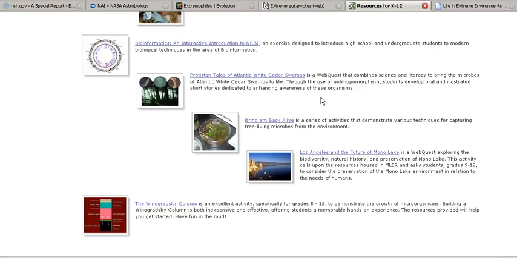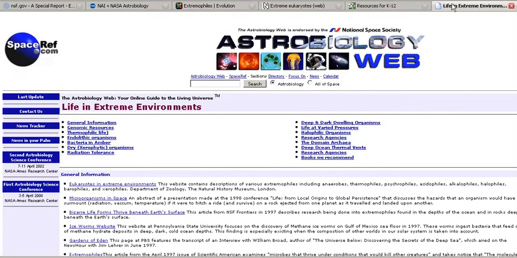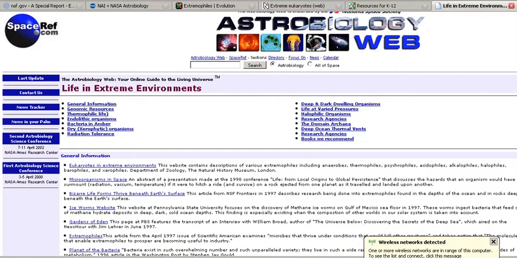The last site we'll deal with is the Astrobiology website. Now, much like the British Museum, this is a site that has links. It's a consolidated portal. The only problem is it's not well maintained. So it can give you some good information, but use it with a grain of salt.